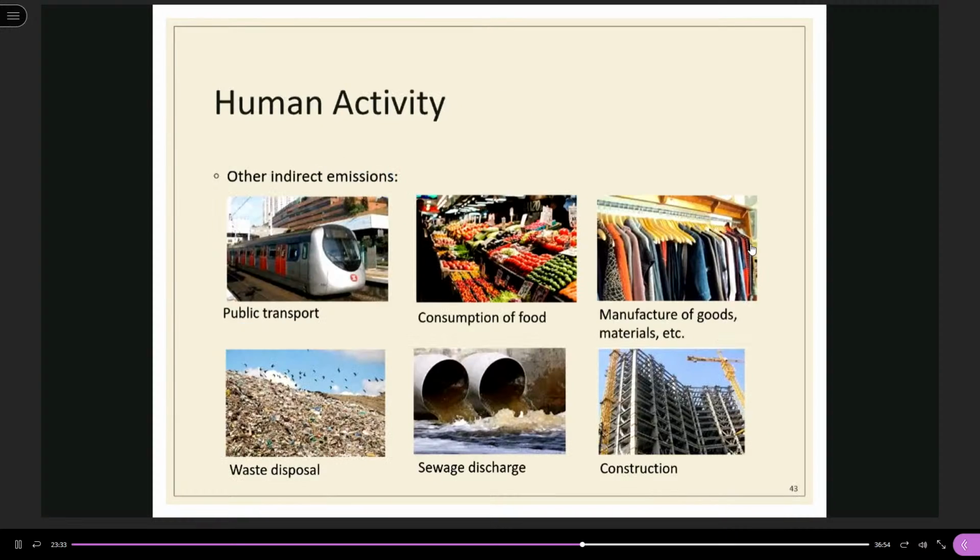And for other human activities, we also contribute to the indirect emissions of carbon dioxide. Like taking public transport, you eat food, you buy clothes, you buy your mobile phone, you buy a present for your friends, and you throw away your clothes, you throw away your phone, and the sewage discharge. And construction, renovations. So all kinds of human activities will directly or indirectly contribute to carbon dioxide emissions.